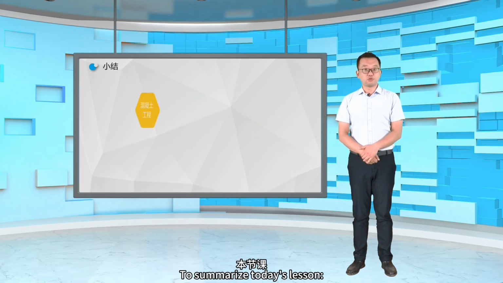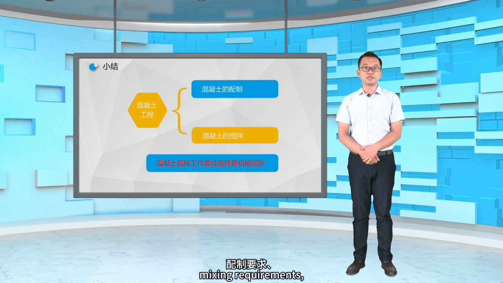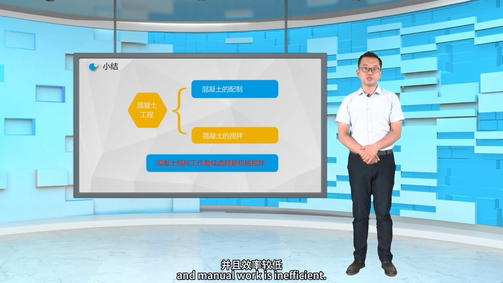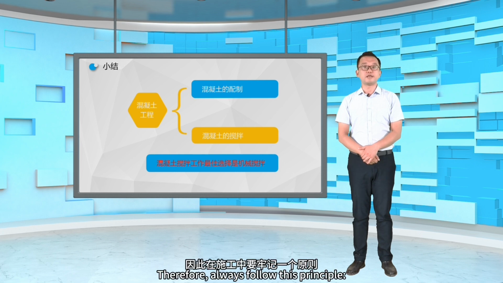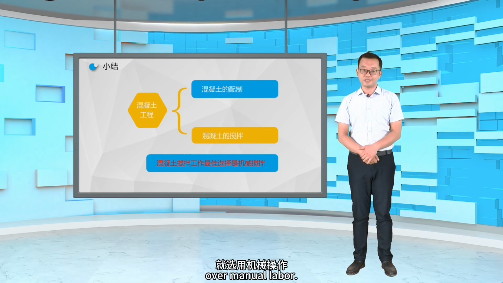To summarize today's lesson, we covered concrete material preparation, mixing requirements, and the mixing process. Let me emphasize one key point. Labor costs are currently very high, and manual work is inefficient. Therefore, always follow this principle. Whenever possible, choose machinery operations over manual labor.